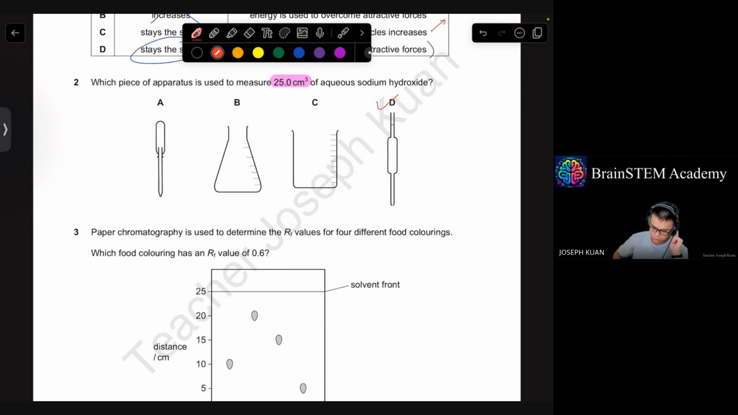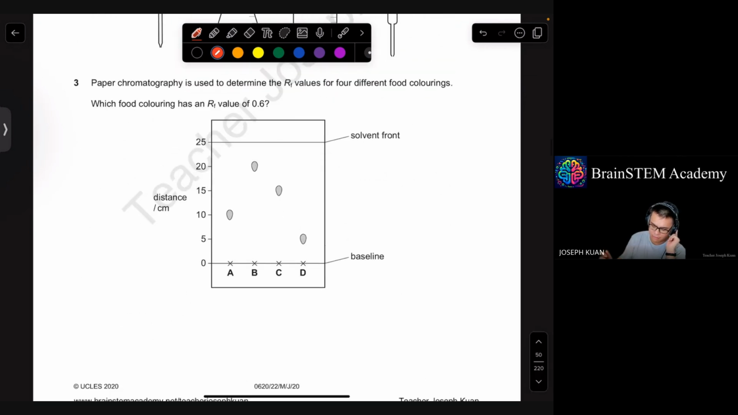So question number 3. Paper chromatography is used to determine the RF values of 4 different food colorings. Which food coloring has an RF value of 0.6? So essentially it's trying to tell you that it's 60% of the distance traveled by the solvent from the baseline.